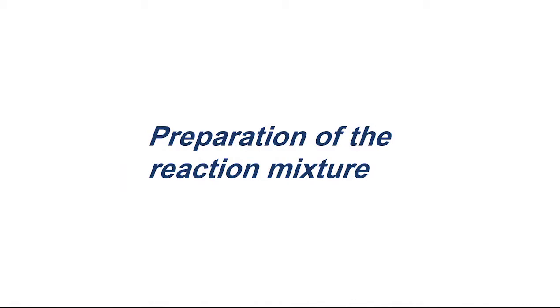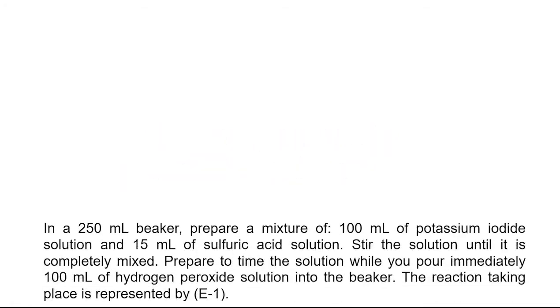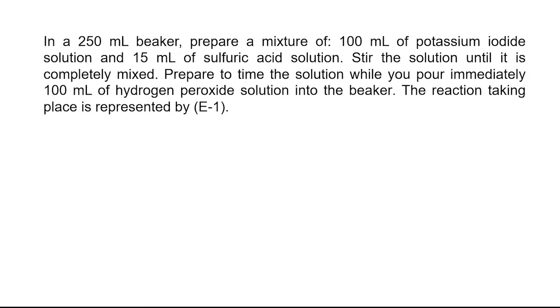Preparation of the reaction mixture. In a 250 milliliter beaker, prepare a mixture of 100 milliliters of potassium iodide solution and 15 milliliters of sulfuric acid solution. Stir the solution until it is completely mixed. Prepare to time the solution while you pour immediately 100 milliliters of hydrogen peroxide solution into the beaker.